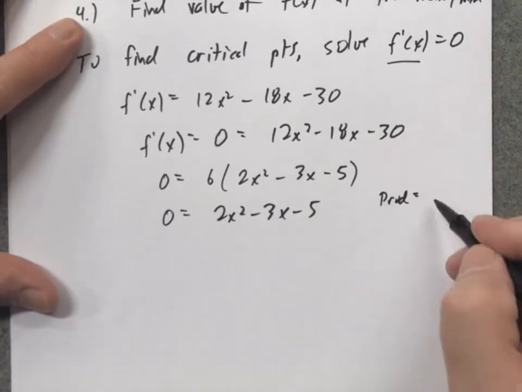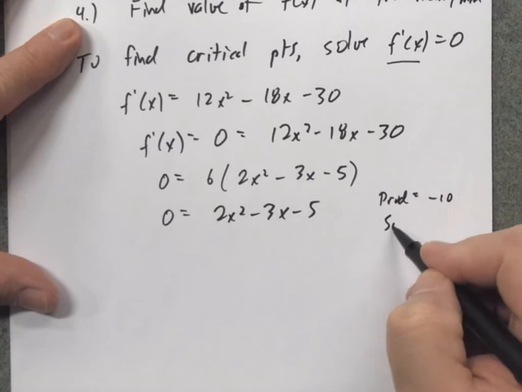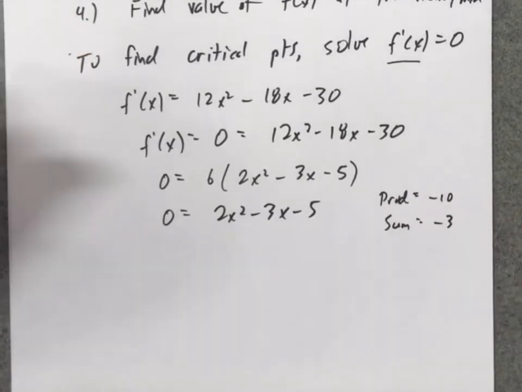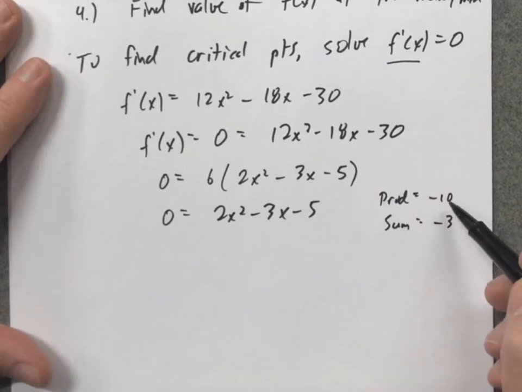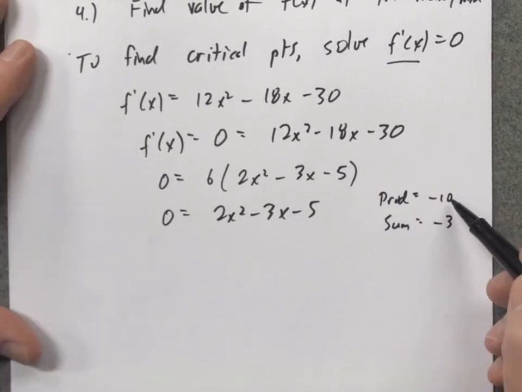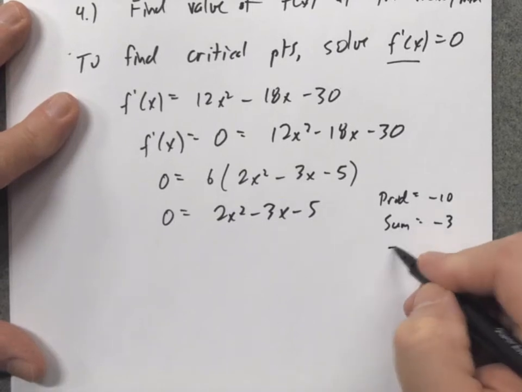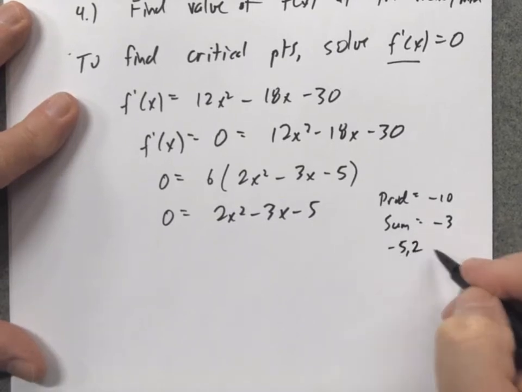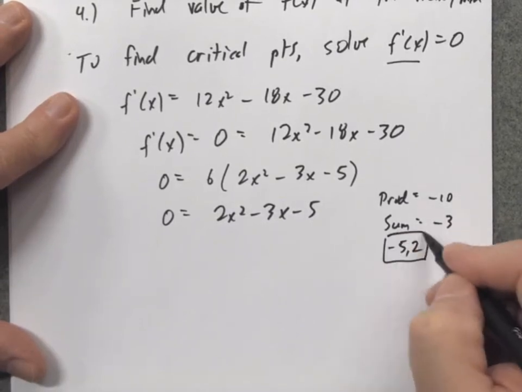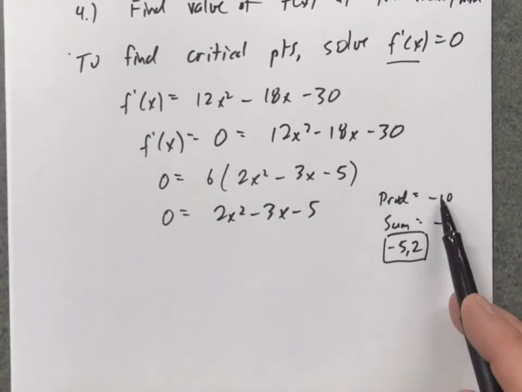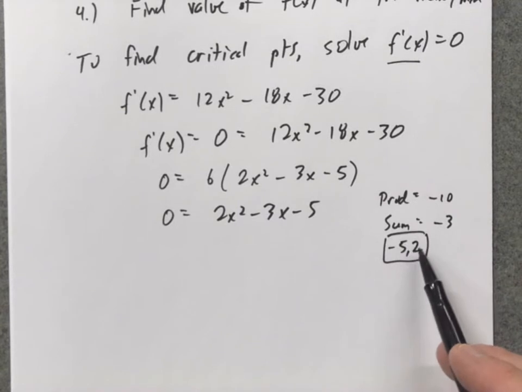2 times negative 5 is negative 10. The sum is negative 3. So I have to find two numbers that you multiply together that equal negative 10, but when you add them, equal minus 3. So this should be review for all of you. These are my two factors. If you multiply negative 5 and 2, it equals negative 10. If you add them, it equals minus 3.